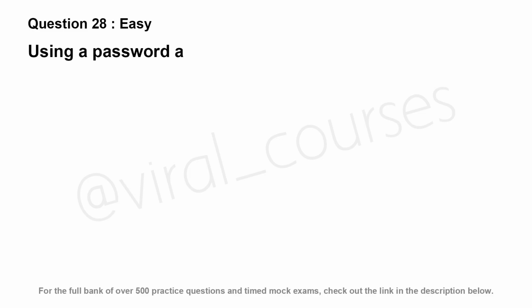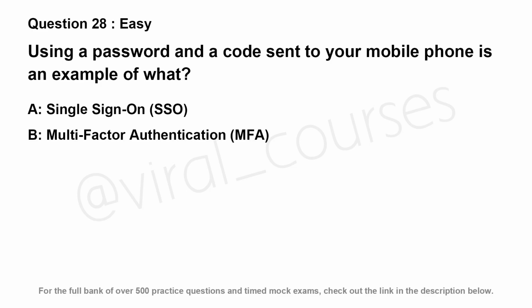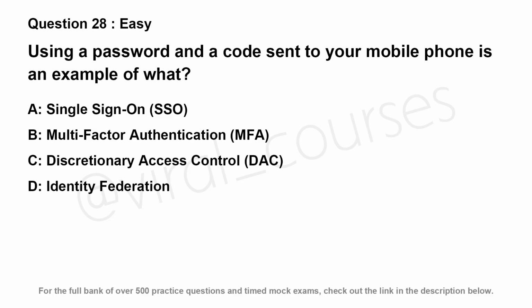Using a password and a code sent to your mobile phone is an example of what? Option A. Single sign-on, SSO. Option B. Multi-factor authentication, MFA. Option C. Discretionary access control, DAC. Option D. Identity federation.